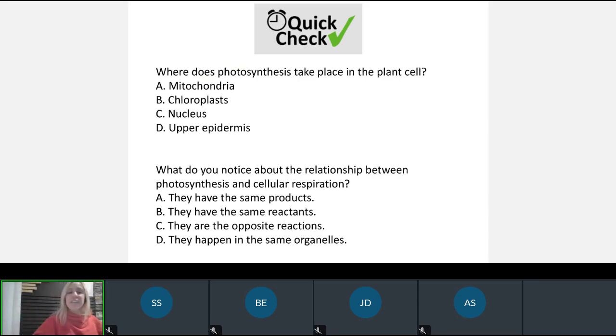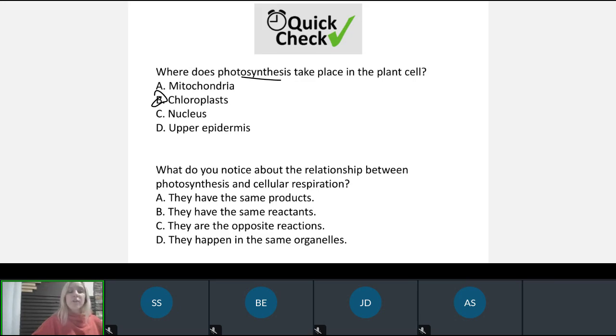Where does photosynthesis take place in the cell? Mitochondria, chloroplast, nucleus, or the upper epidermis. Epidermis means skin, so it would basically mean the cell wall of the plant. If you answered B, chloroplast, you are correct. Remember, photosynthesis happens in the chloroplast. We make sugar in photosynthesis, and then we take that sugar to the mitochondria for cellular respiration.